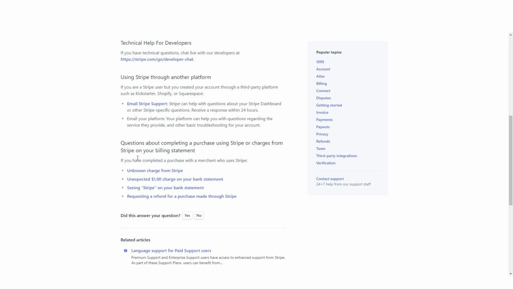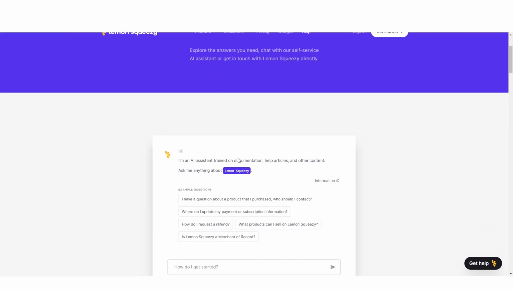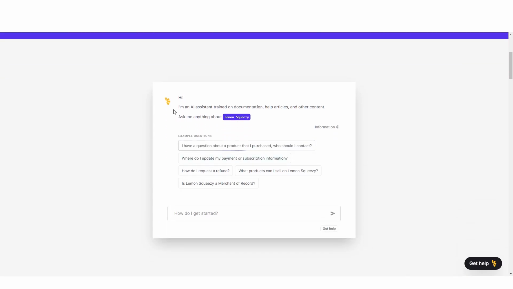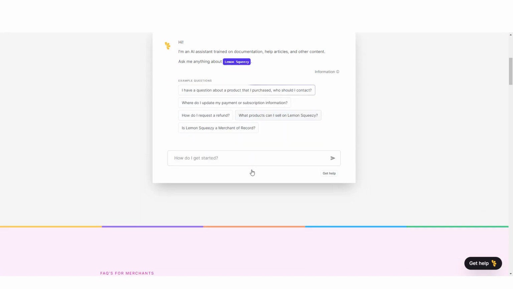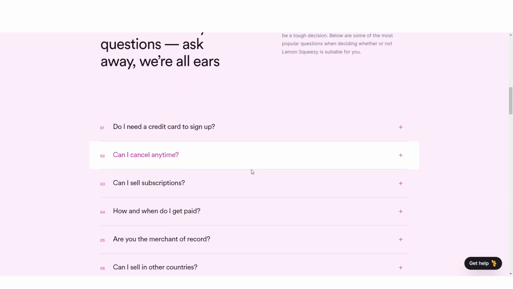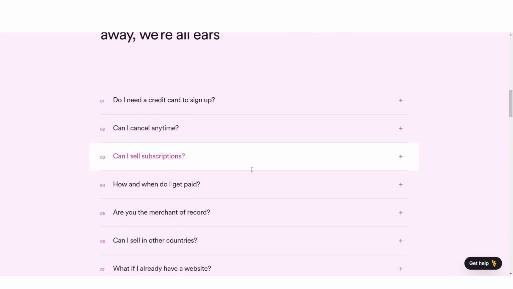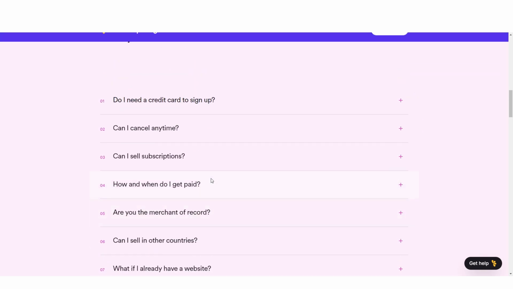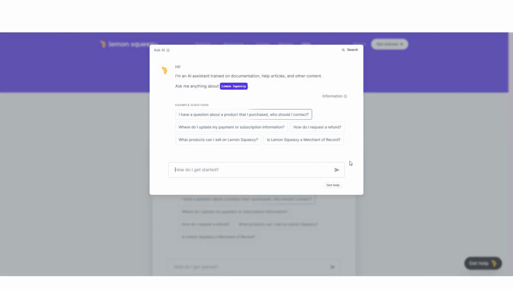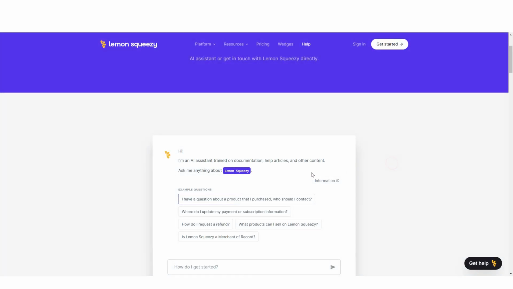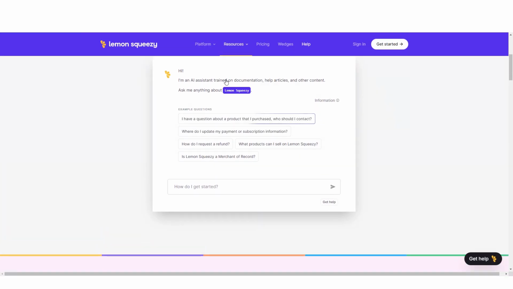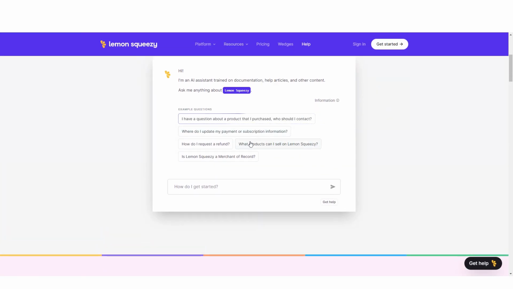LemonSqueezy may offer customer support through email or chat, but the availability and responsiveness of its support team may vary. Given its focus on simplicity and ease of use, LemonSqueezy may provide more basic support options compared to Stripe. Businesses should consider their support needs and preferences when evaluating LemonSqueezy as a payment processing solution.